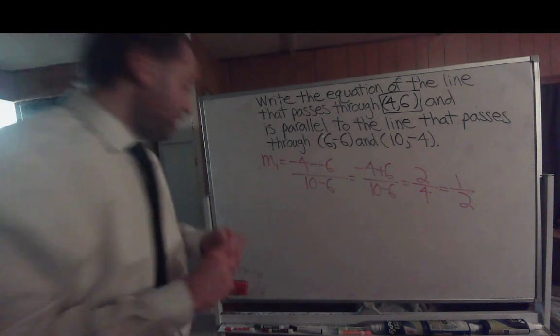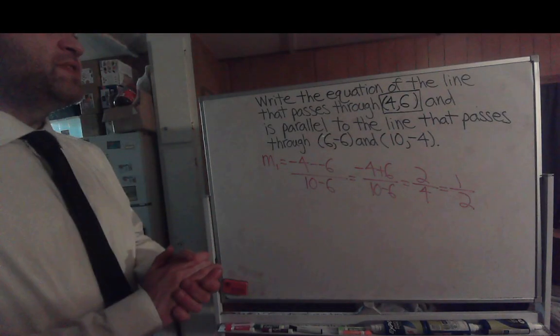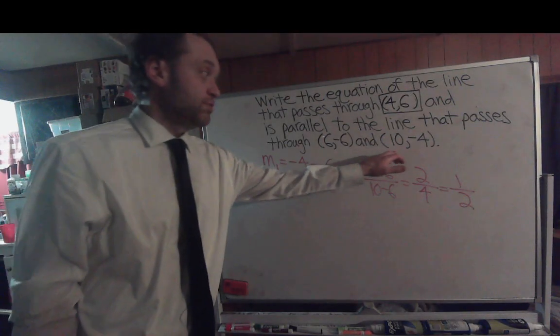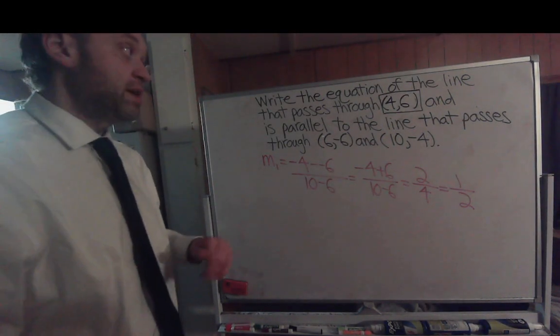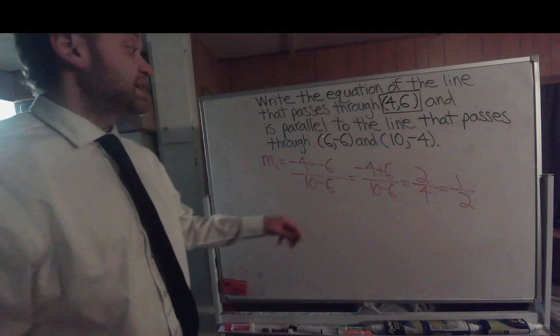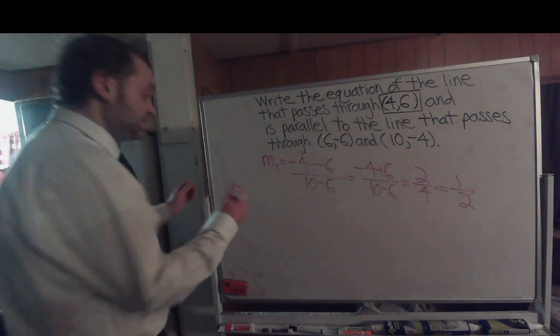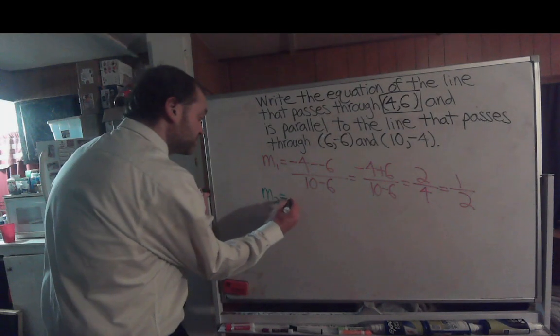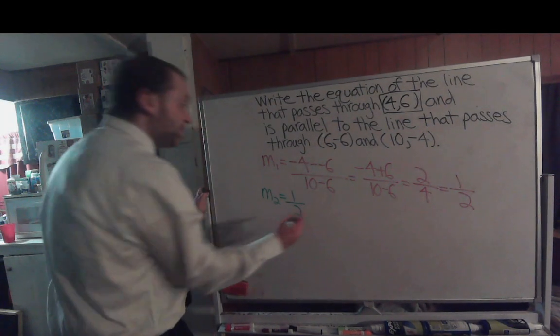Now, if we are going to find the equation of a line parallel to the line that passes through these two points, what is true about the slope of the parallel line? That it's going to be the exact same as the slope of this line. So that means the slope of the line we're looking for is also going to be positive 1/2. Alright?